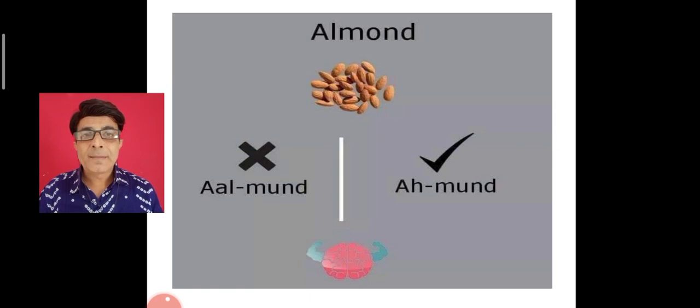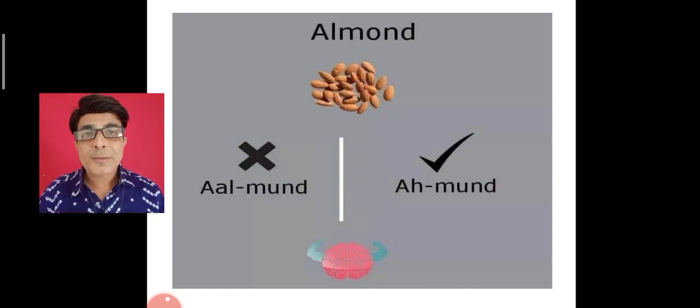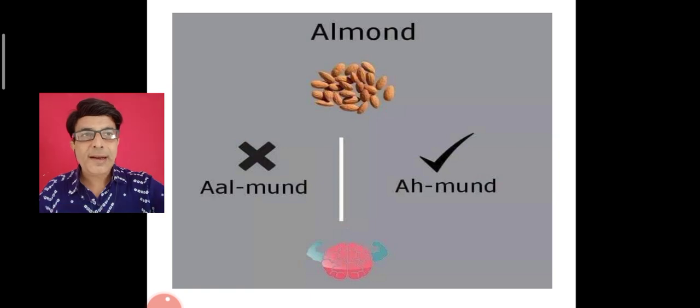The next one, almond. Here the sound l is not spoken, right? So don't say almond. Almond is wrong, but when you say almond is correct.